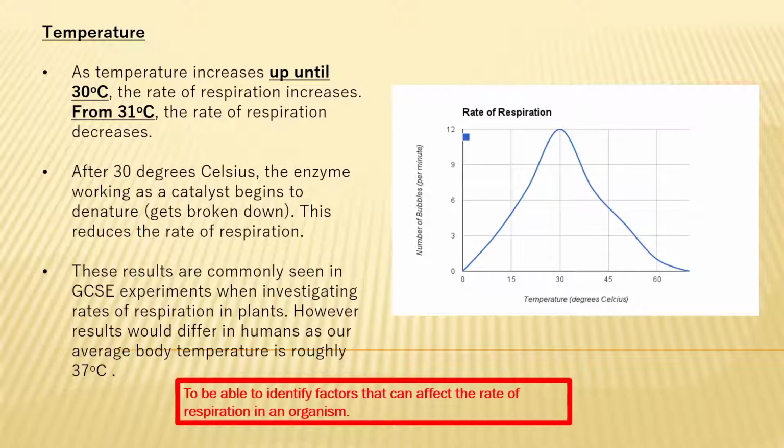These results and graphs can commonly be seen in GCSE experiments when investigating plants. However, there will also be questions that you will see in relation to humans. But what's important to know is that our optimum temperature is different. Our optimum temperature in the human body is roughly 37 degrees. So we'd see a different trend.